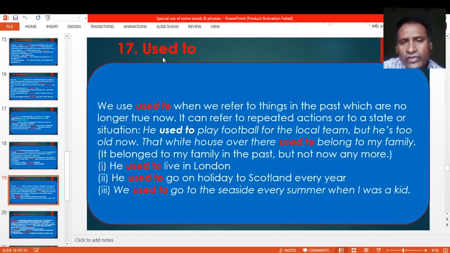That white house over there used to belong to my family. It belonged to my family in the past, but not anymore. Another example, he used to live in London. Now that person no longer lives in London. He used to go on holiday to Scotland every year. We used to go to the seaside every summer when I was a kid. So now I am no more a kid. So when I was a kid, I usually went to the seaside every summer. Hope that these examples will cover you to understand the use of used to.